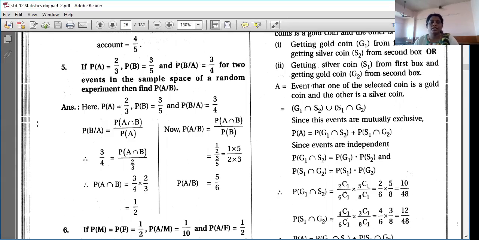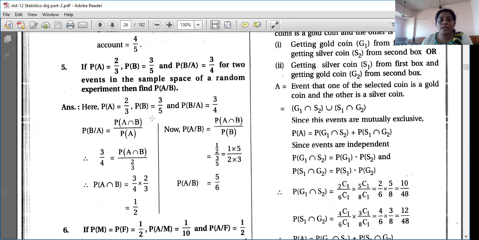So the question is: P of A equal to 2 by 3, P of B equal to 3 by 5, and P of B by A equal to 3 by 4 for the two events in the sample space of a random experiment, then find A by B. Okay, so P of A is given, P of B is given and P of B by A is given.